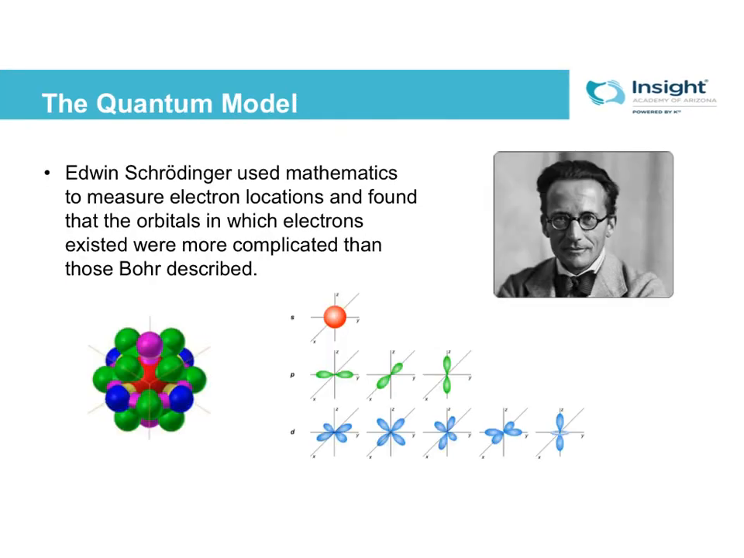So Erwin Schrödinger, if you've ever heard of Schrödinger's cat, it's that guy, right? He used mathematics to better pinpoint where the electrons existed. And he found that it was quite a bit more complicated than just these concentric rings. All right, so he found that within those rings, there's actually varying places where the electron density is higher.